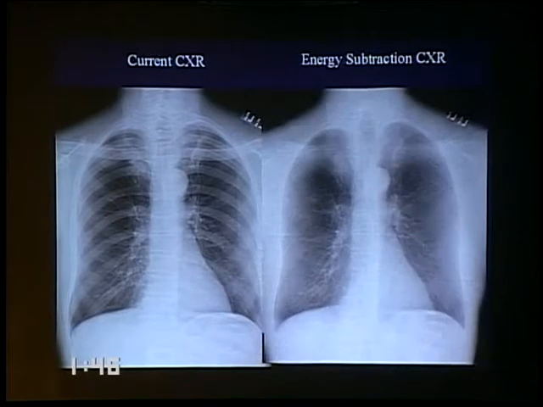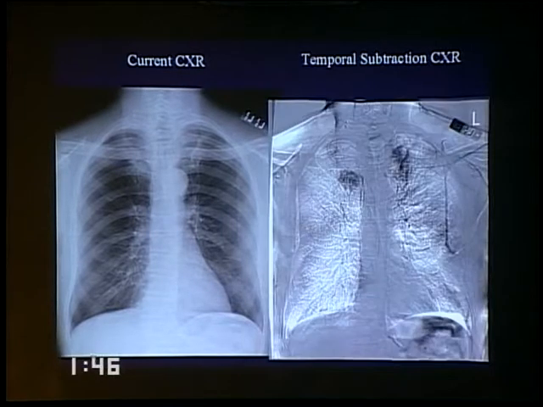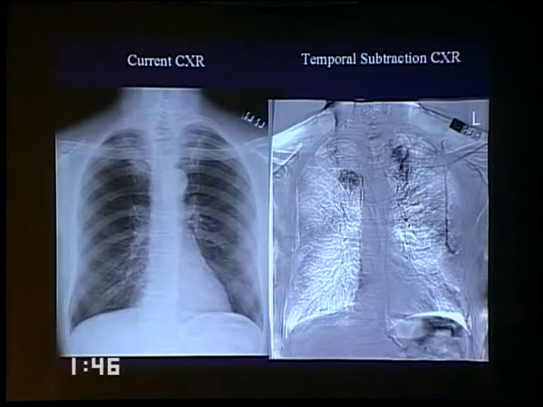Here's the energy subtraction of the current radiograph, and you can now more clearly see that there's an abnormal soft tissue opacity at both apices that isn't accounted for by overlying bone. Here's a temporal subtraction that nicely shows the new areas, which are these growing lesions in both apices, some other little areas too. But this is extremely obvious now that something is going on.